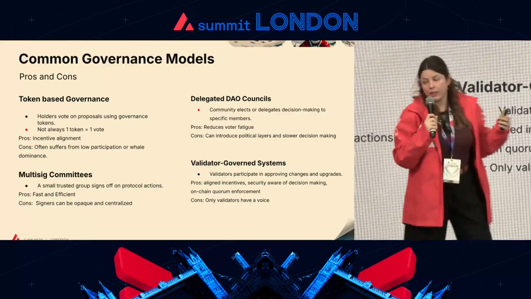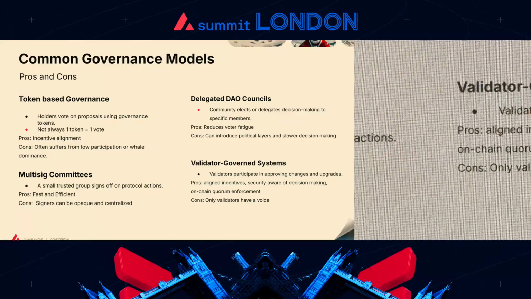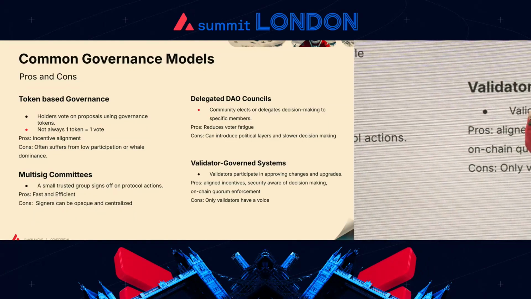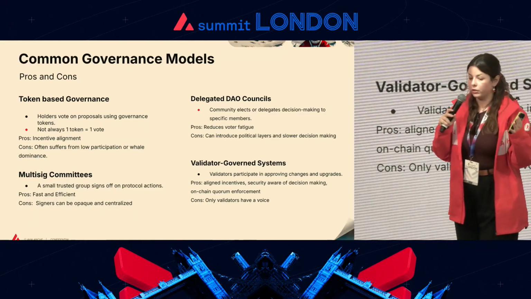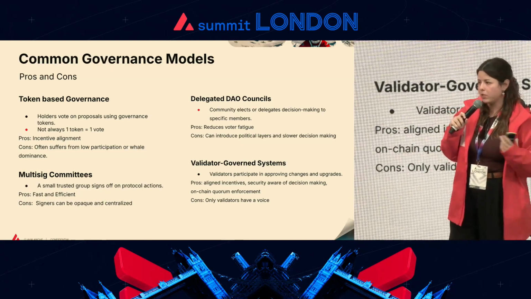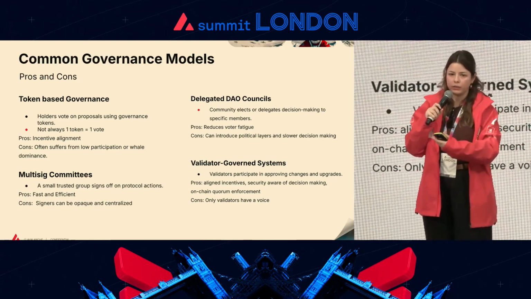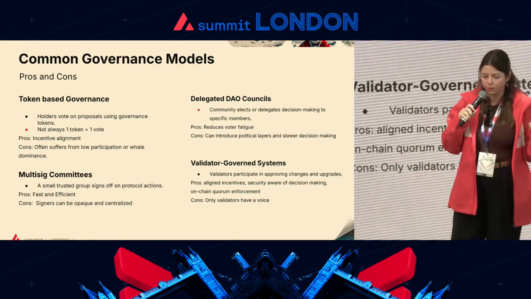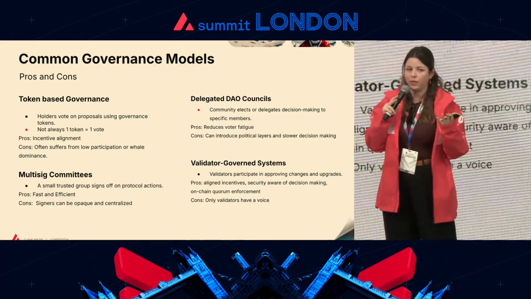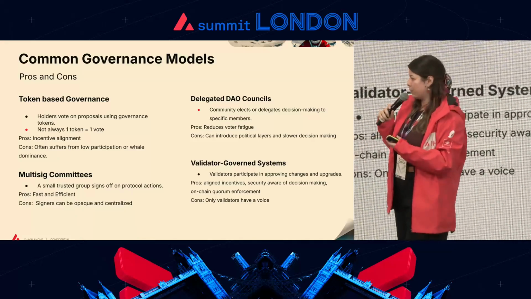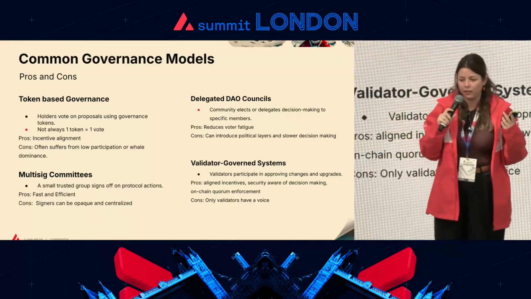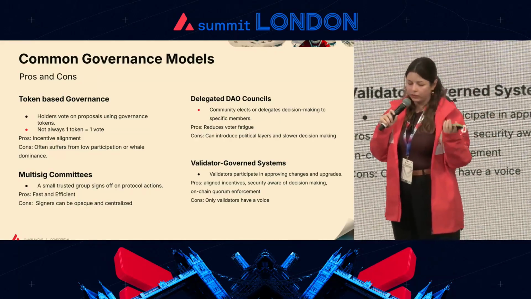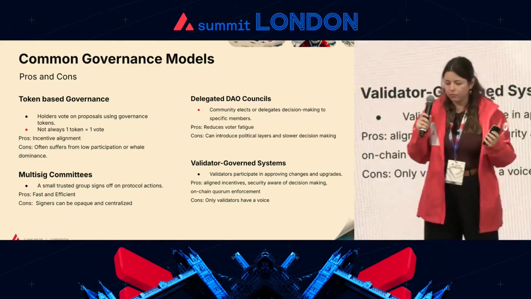The other thing is multi-sig committees, where you usually have a few members that take the decision. You are a trusted member of this committee, and you need to sign a transaction in order for that change to happen. This is fast and efficient, but unfortunately it is usually a centralized system, and it doesn't scale well, to be honest. So it's centralized and sometimes opaque.